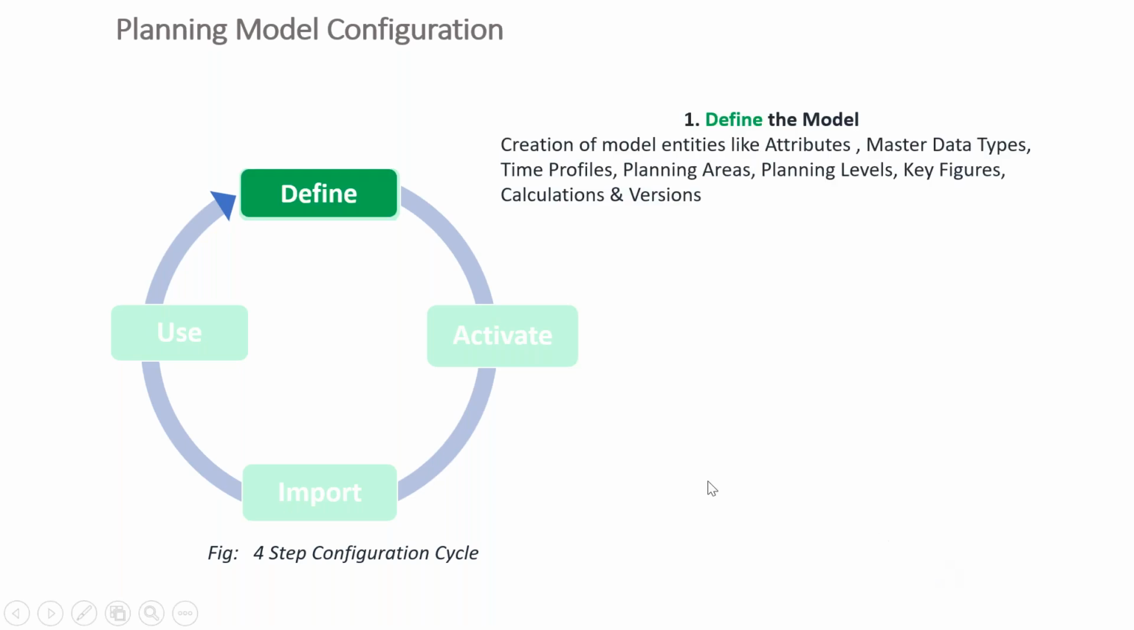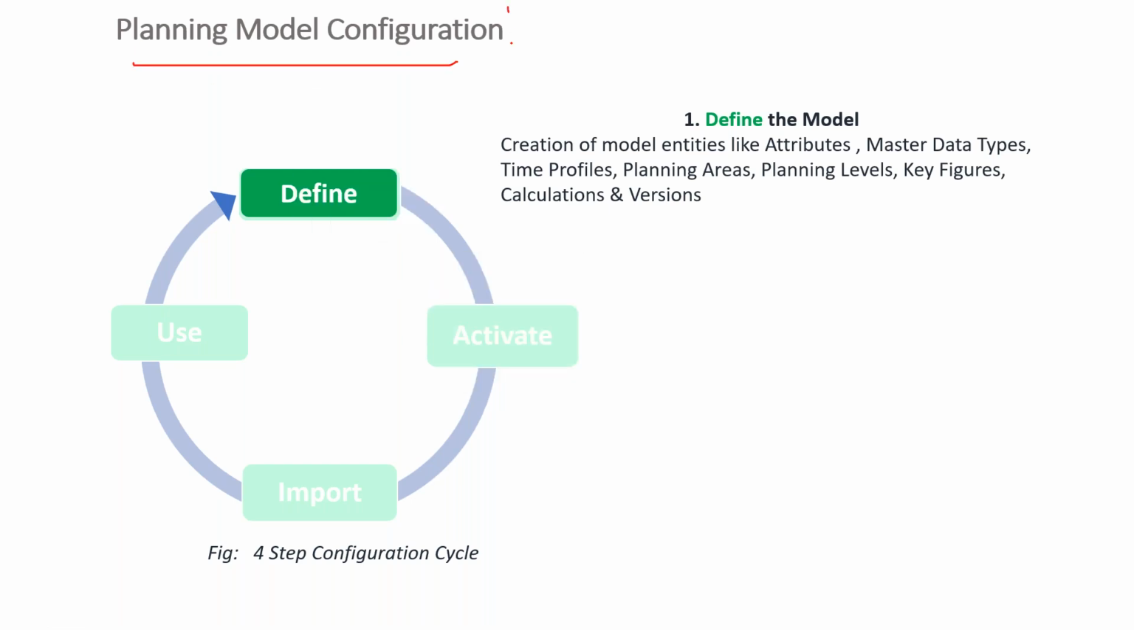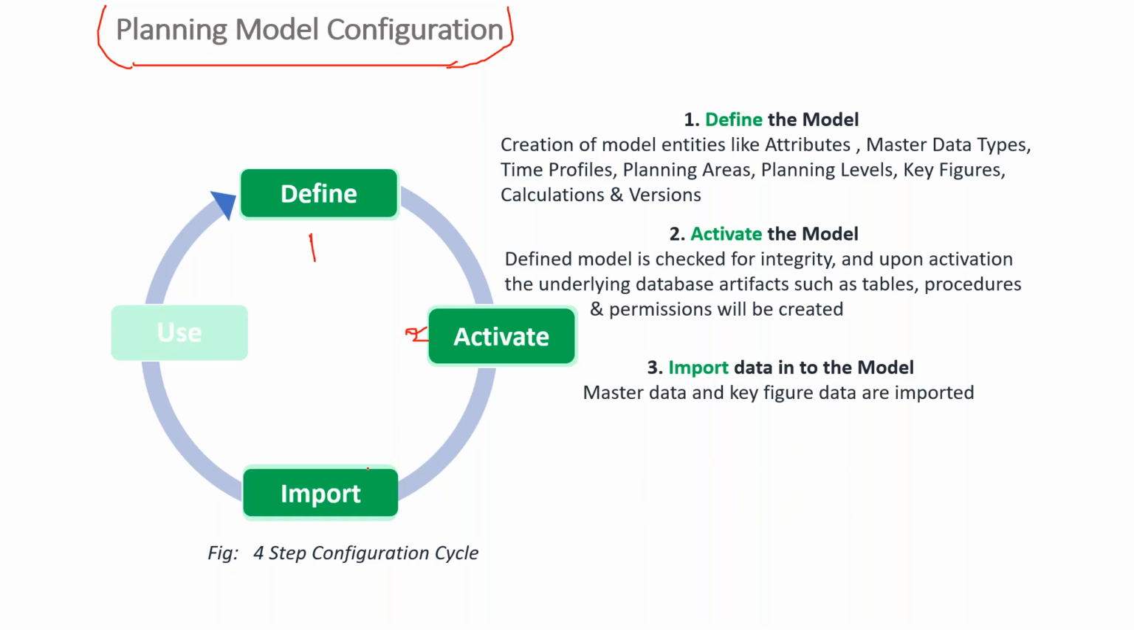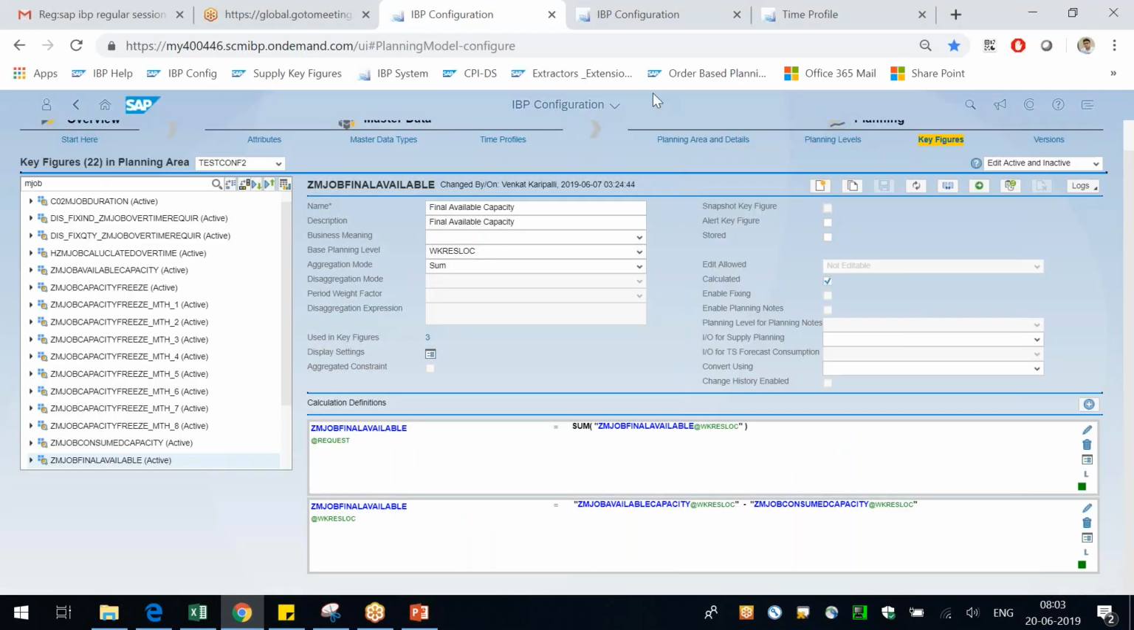Whatever we did, first we defined the change in the planning model configuration. Whatever we touch makes the planning area inactive. Then you have to activate that, and then we import the data that we want, and then finally the model is ready for you. And let me just show you another thing quickly.